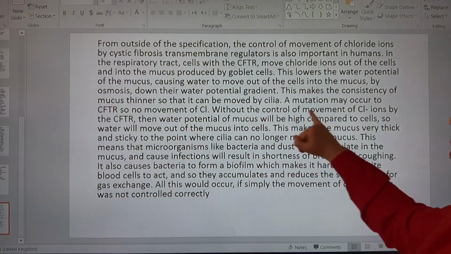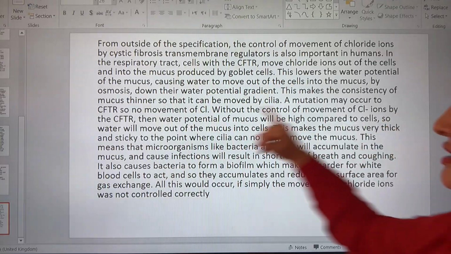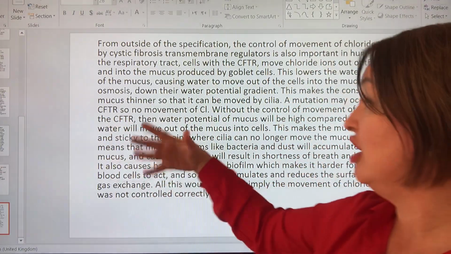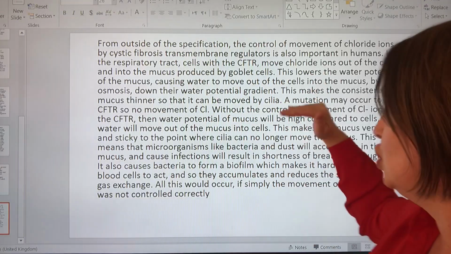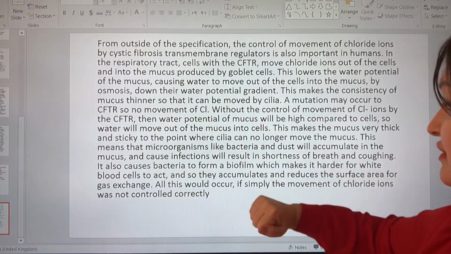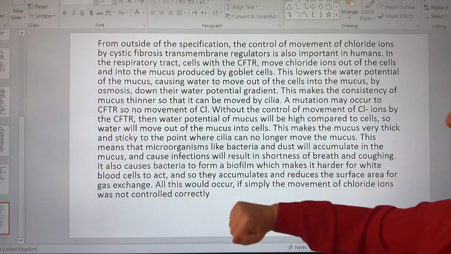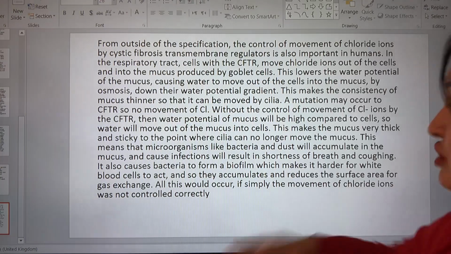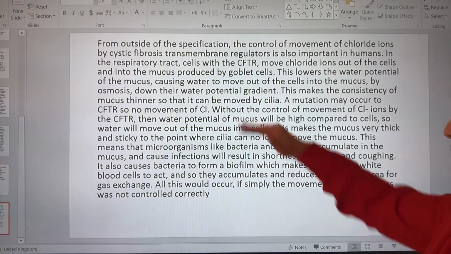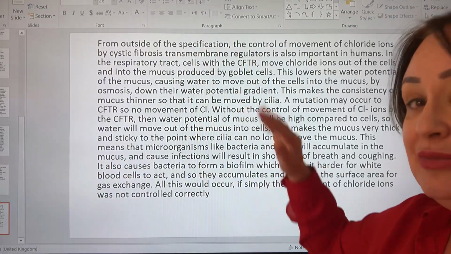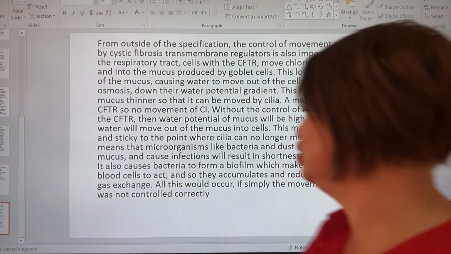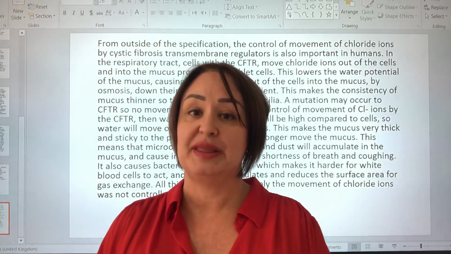Without the control of the movement of chloride ions by the CFTR protein, then the water potential of mucus, blah, blah, blah. She talked about the importance of that, because without that, we're going to get bacteria accumulating because we're not able to shift it. With that, we're going to get a shortness of breath. We're going to get a biofilm. It's going to be harder for gas exchange, and she's gone beyond the specification.